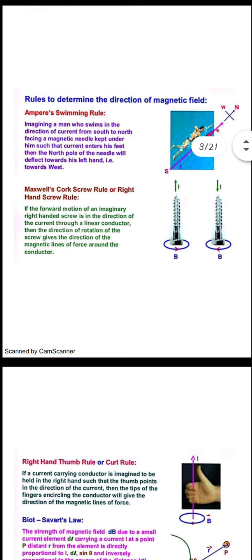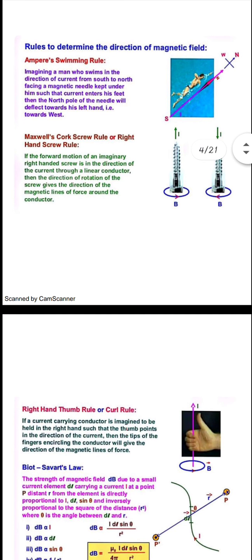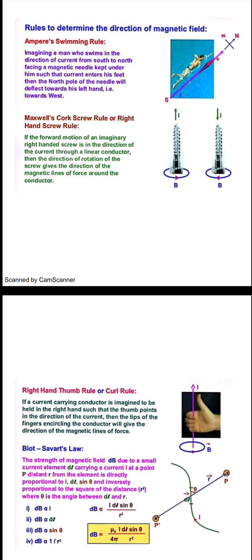And similarly, we use another rule, the right hand thumb rule. This is also known as the curl rule. Using our right hand, we take the current in the direction of the thumb, and we take the magnetic field lines in the direction of the curl of the fingers.